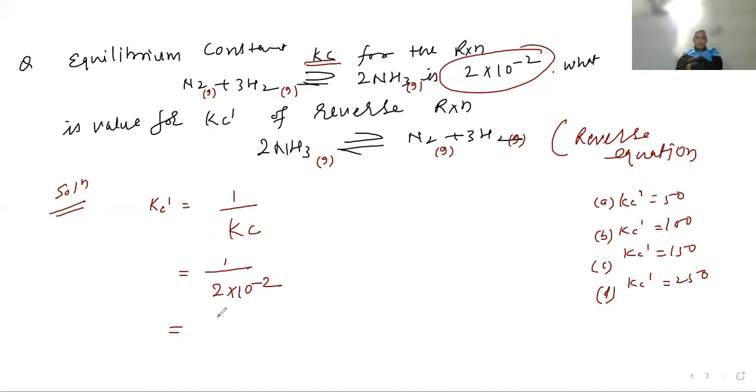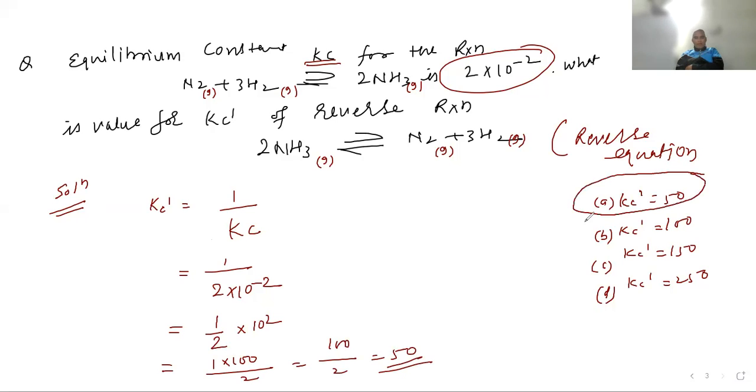It is simple. 1 by 2, 10 power minus 2 will go in the numerator. So it will be 10 power 2, that is 1 into 100. So 100 by 2 means how much? The answer will be 50. Yes, sir, Kc dash is equal to 50.